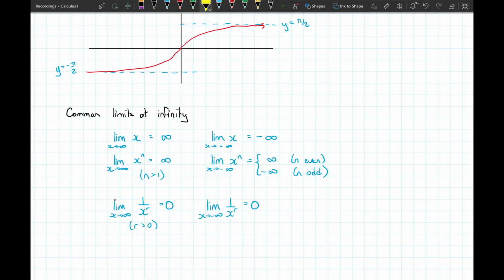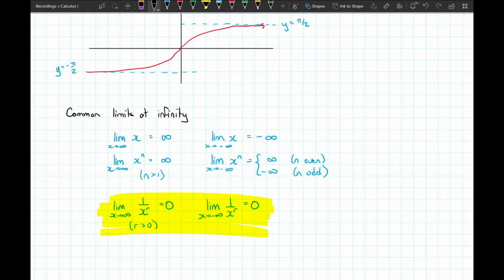So this is definitely one of the most powerful tools to work with. It's going to be one of the many things that we can use to then evaluate limits of much more complicated rational functions. If we ever have 1 over a positive power of x, and x is going to get infinitely large, then the expression is going to get infinitely small.